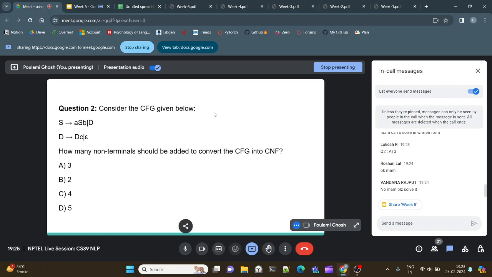Actually, the doubt is this: whenever we do the first step, one step is to remove the null production. So for removing the null production, we will replace the D with epsilon, so it will remain the same. I just want to know the clarification. Okay, yes. In this problem itself, we'll take up all those steps.